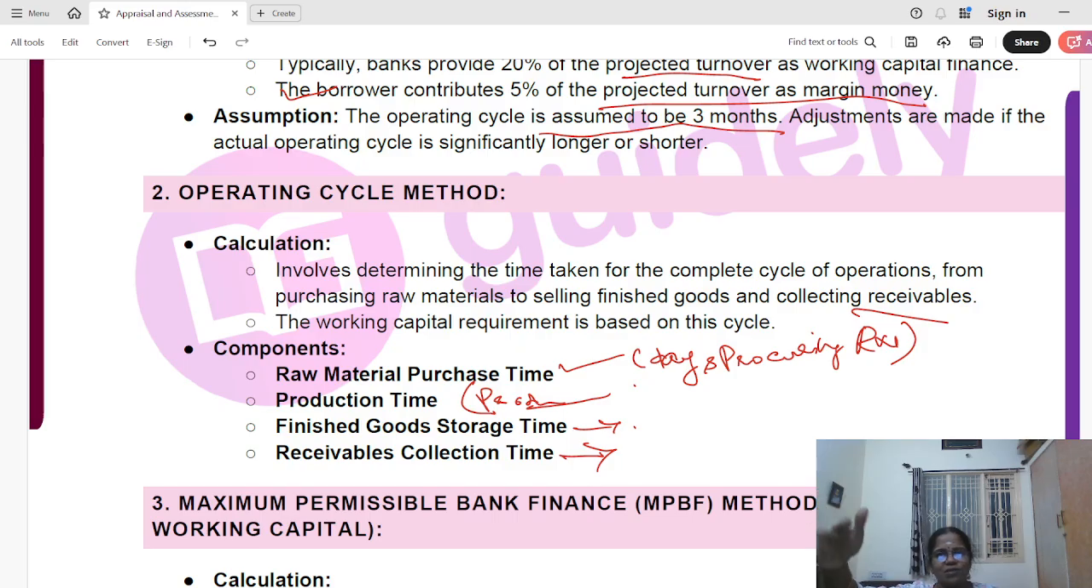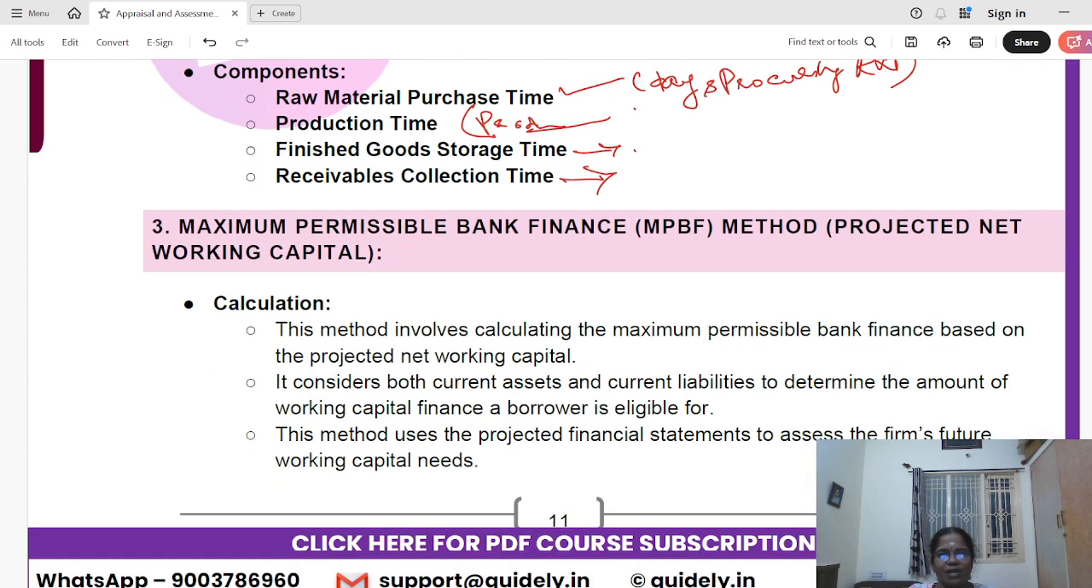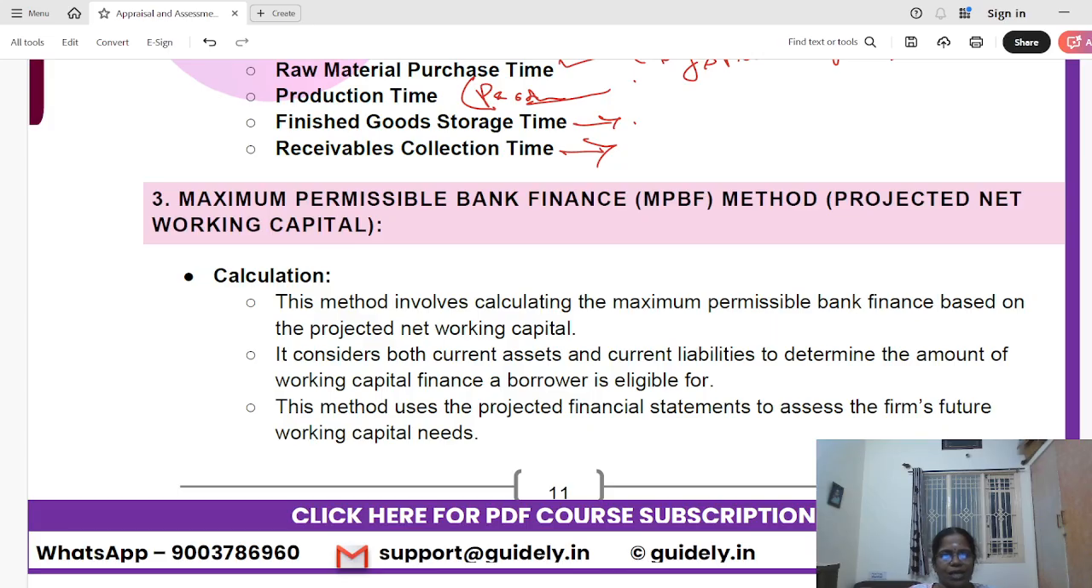So when it comes to sanctioning the loan, they have to check the borrower's capacity. So, the maximum permissible bank finance method, the projected net working capital. It involves calculating the maximum permissible bank finance based on the projected net working capital, that is the excess of current assets over current liabilities, which is current assets minus current liabilities. If the current assets are higher than the current liabilities, well and good. That is the working capital finance a borrower is eligible for.